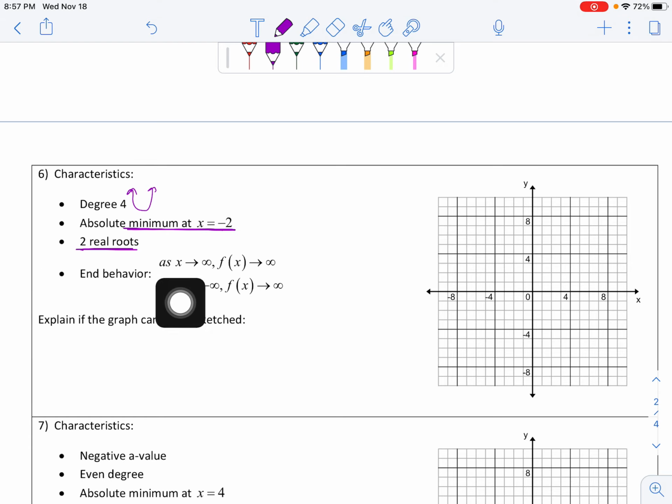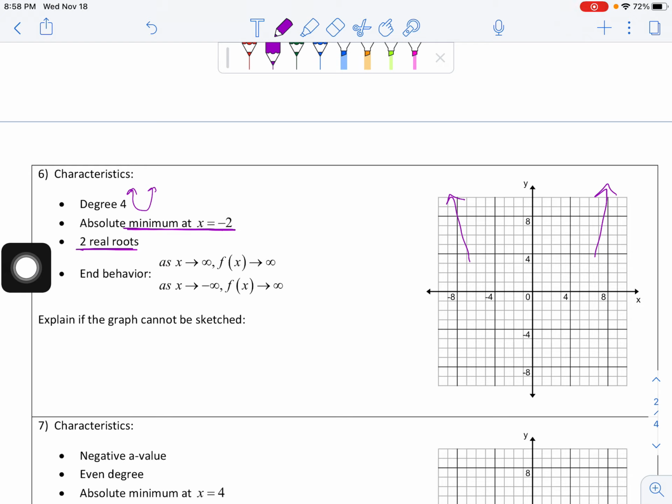So let's see what we've got for end behavior here. All right, end behavior as x is going to infinity, f of x is going to infinity. So over here as x goes to positive infinity, my function needs to be heading towards positive infinity. As x goes to negative infinity, f of x has to go to positive infinity. All right, so that's going to be okay because these two match, which means it works for an even degree function.